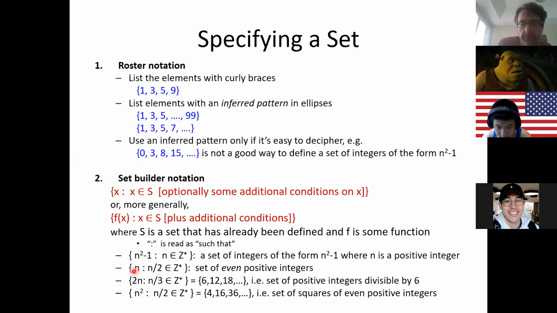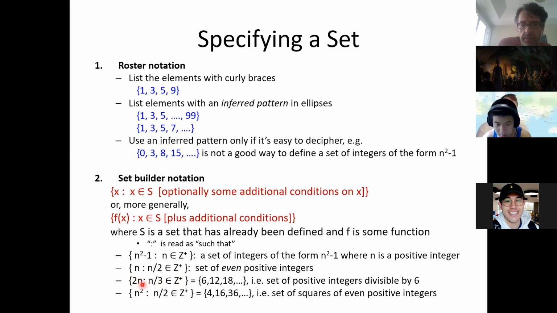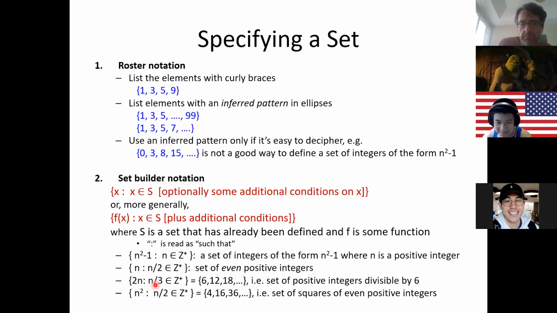Another example, n such that half of n is a positive integer. What is that set? Well, it's a set of even positive integers, right? That I just defined here. Here, a set of elements of the form 2n such that n over 3 is a positive integer. So if n over 3 is a positive integer, then what is 2n? Well, it's basically 6 times some positive integer. So that set is basically positive integers divisible by 6.